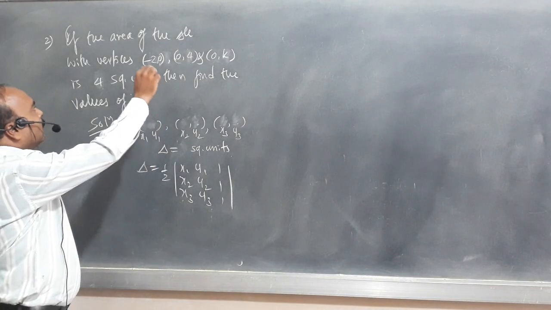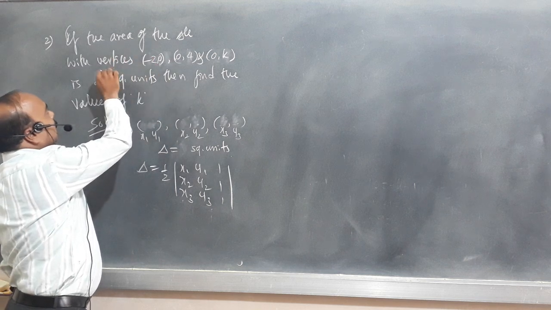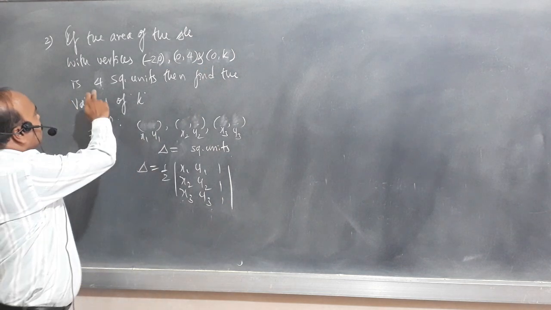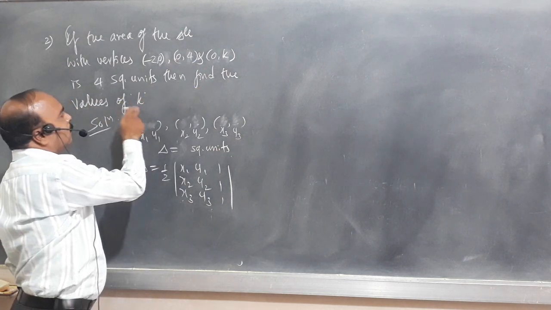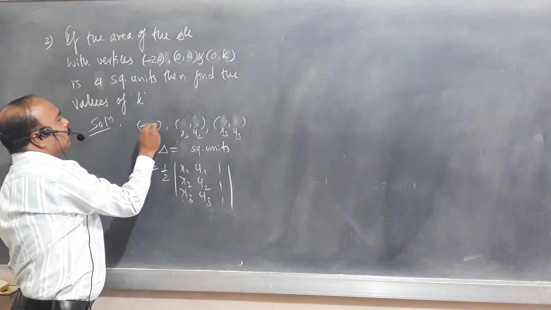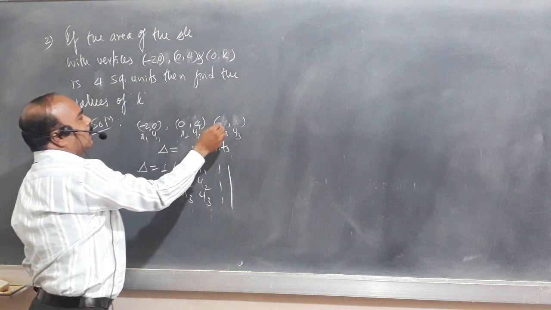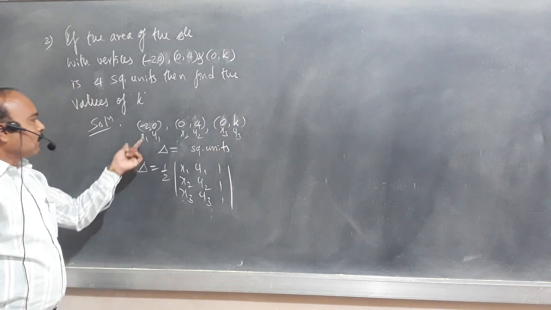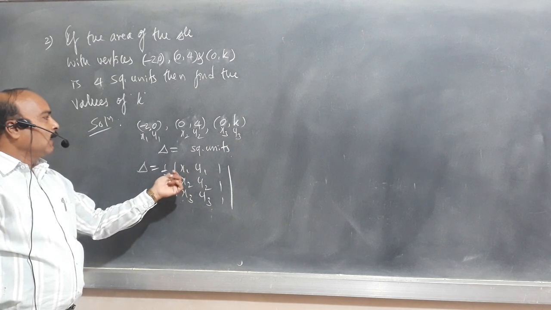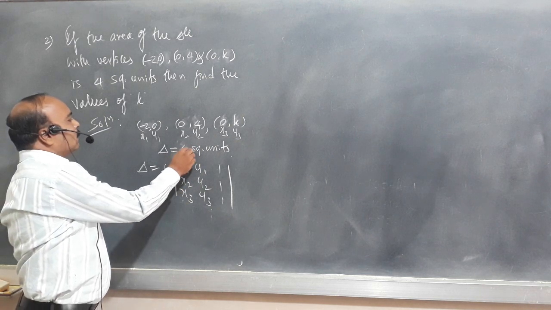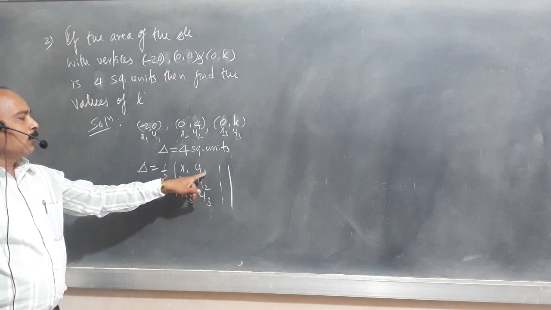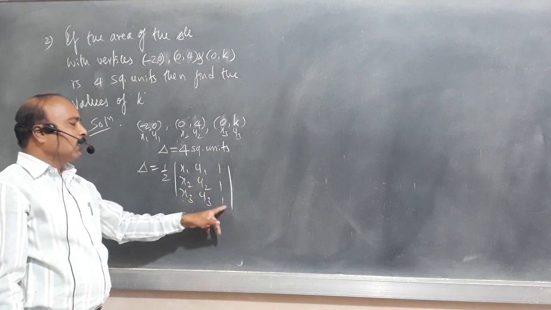Next we go for a similar example. If the area of the triangle with vertices (minus 2, 0), (0, 4) and (0, k) is 4 square units, then find the values of k. Here the vertices are first minus 2, 0, second is 0, 4, third is 0, k. These are x1, y1, x2, y2 and x3, y3 values. And the area of the triangle we write once again, delta given as 4 square units. Delta equal to 1 by 2 determinant of x1, y1, 1, x2, y2, 1 and x3, y3, 1.